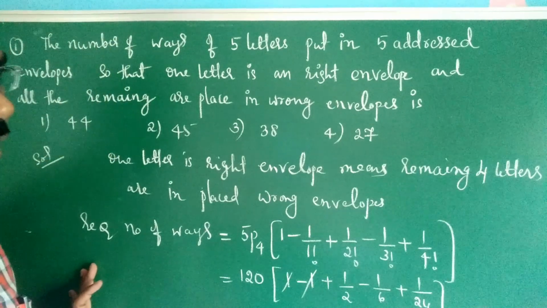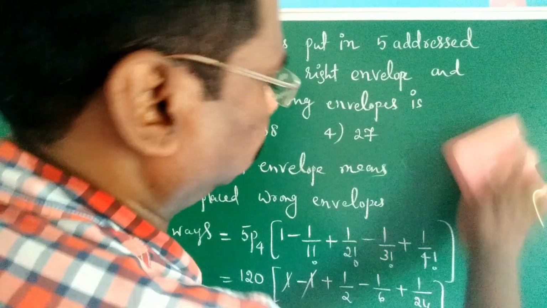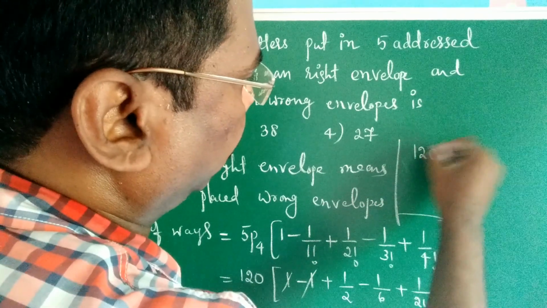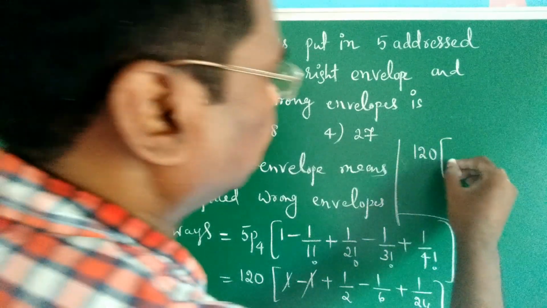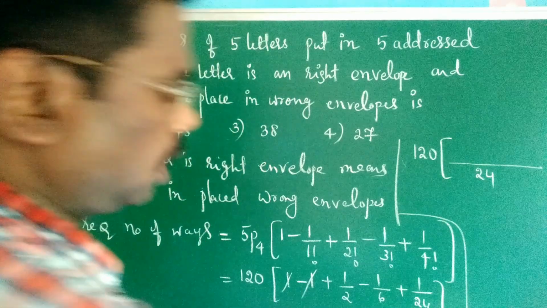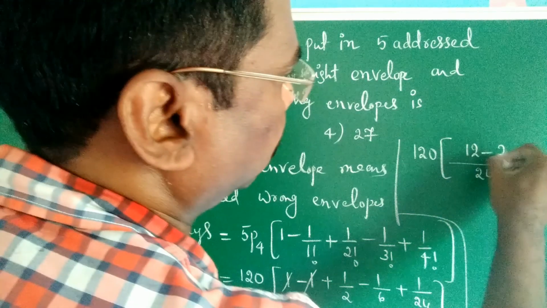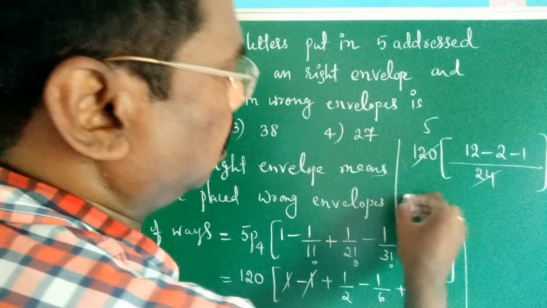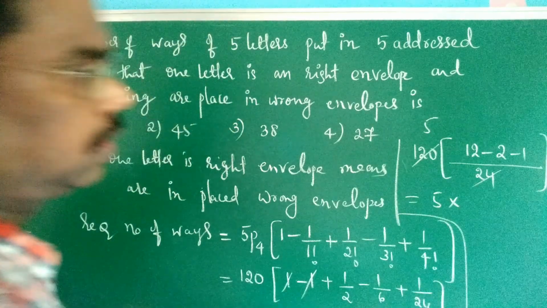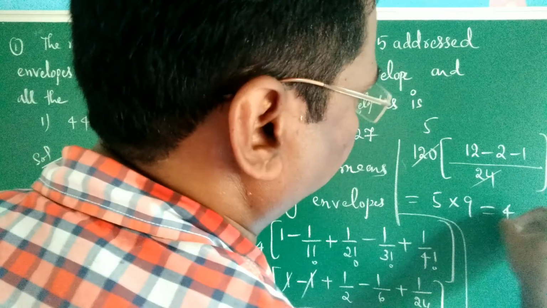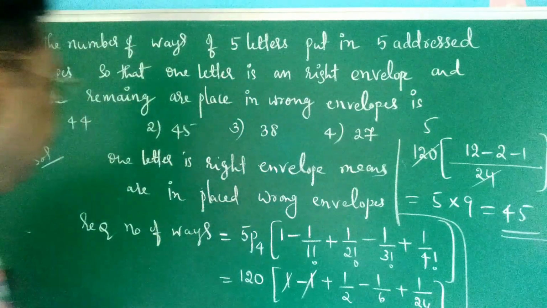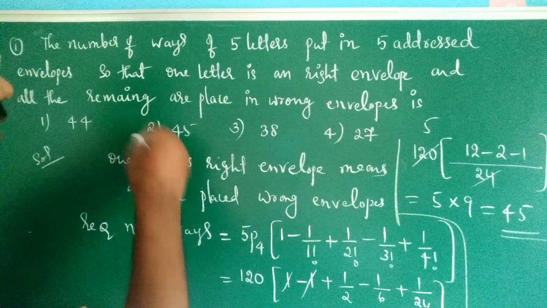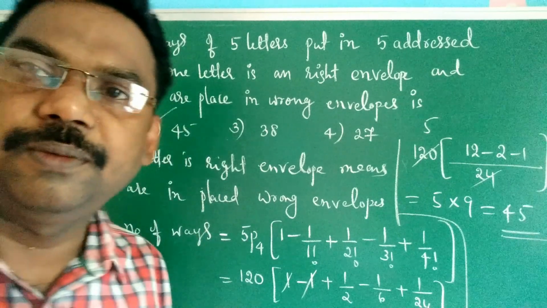Now here the 1s cancel. Now 120 into, now LCM is 24. Now 12 minus 2 minus 1... Now 24 fives are 120. Now 5 into 9, 5 into 9 is equal to 45. Therefore, the required number of ways is equal to 45. Option 2 is the correct one.